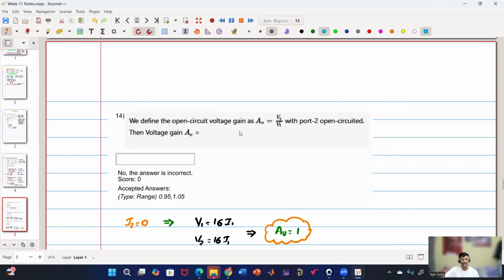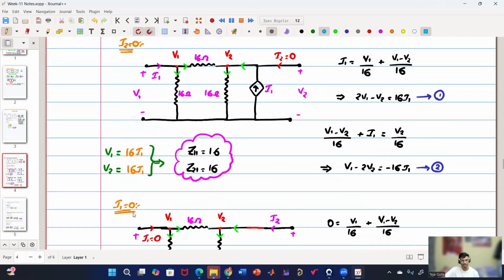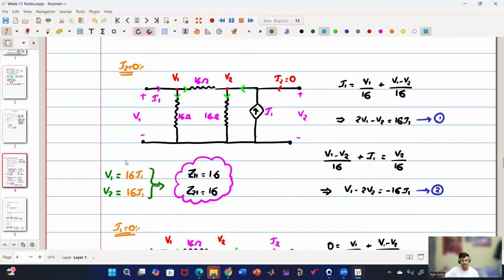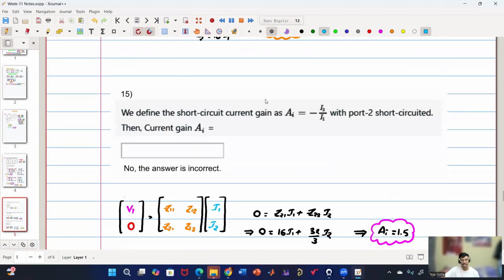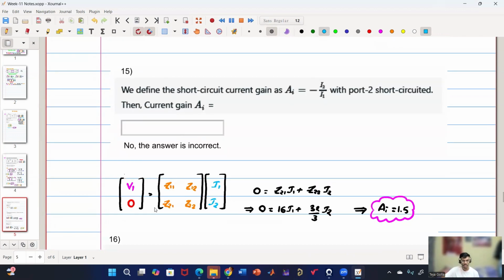Once we get the Z parameters, we solve the other questions which we had not solved earlier, in the last week. They're asking the open circuit voltage gain, which is given by V2 by V1 when port 2 is open circuit, which means when I2 equals 0. We have already solved for V1 and V2 when I2 equals 0 and they are equal, so V2 by V1, the voltage gain, will be equal to 1. Similarly, they are asking the short circuit current gain, which means when port 2 is short circuited, what will be the current gain, given by minus I2 by I1. Port 2 short circuit means in the given Z parameter expression, we put V2 equals 0. Using the second row, we can get the relationship between I1 and I2, and minus I2 by I1 was obtained as 1.5.